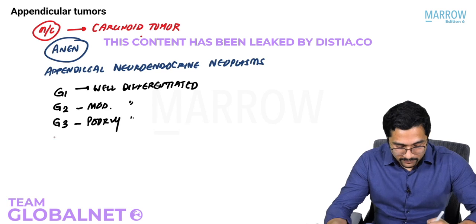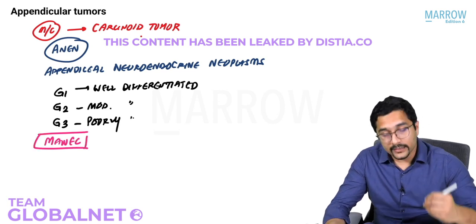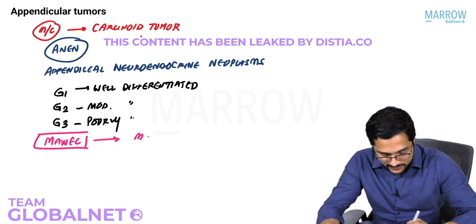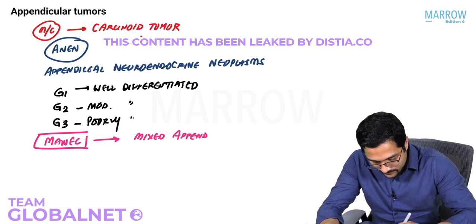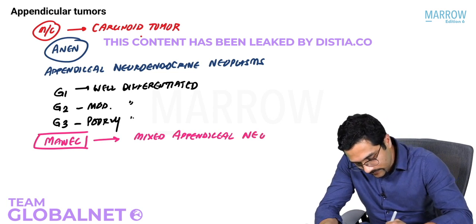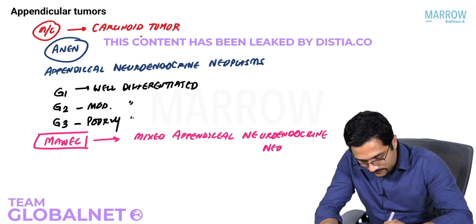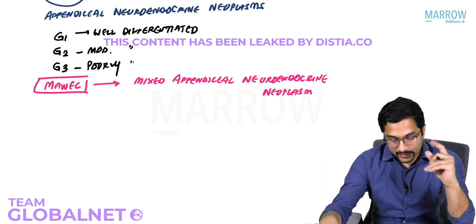Another category is MANEC. This full form also you should know. All these are written in the latest Sabiston. These are all updates from the latest Sabiston. This is mixed appendiceal neuroendocrine neoplasm, neuroendocrine tumor. So this is MANEC tumors.